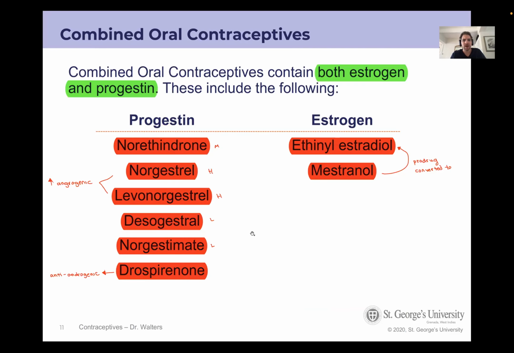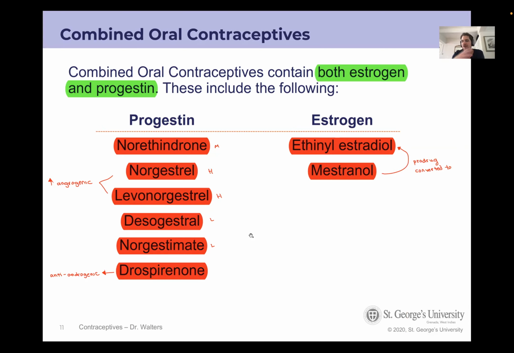Same thing. These are combined pills, progestin and estrogen. What I put here is high, medium, and low androgenic effects. Norgestrel and levonorgestrel have androgenic effects, and drospirenone has anti-androgenic effects. You can see these estrogens can be used as well: ethinyl estradiol and mestranol, which is a prodrug of that.